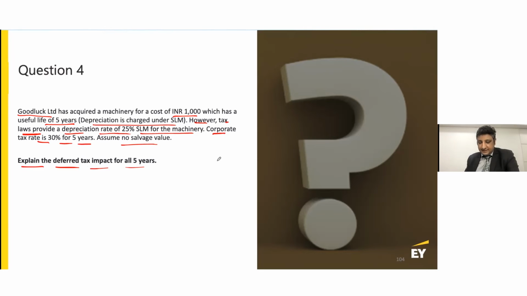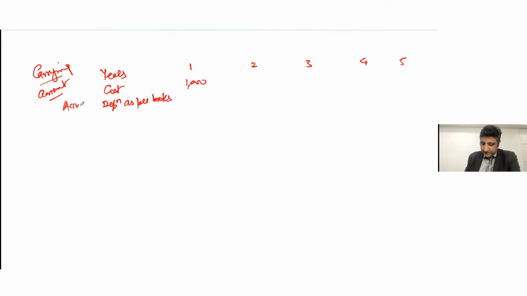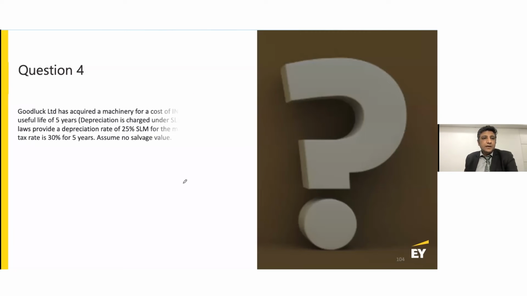Okay. Now, essentially, we need to do a lot of calculations around it, but it should not be difficult for us because if I look at my carrying amount, let's refer to years 1, 2, 3, 4, and 5. I'm provided with the cost of the asset and depreciation as per books. This is 1,000. Let's call it accumulated depreciation. My useful life is 5 years, which means that my annual depreciation has to be 200. So annually, this is 1,000.